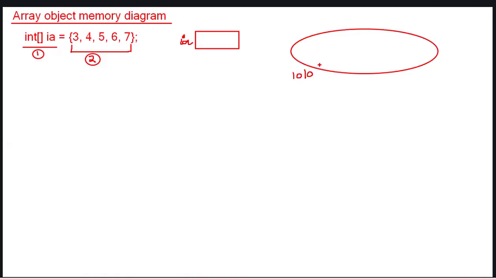Do you remember? I told you in every array object internally, one special variable is created called what? Length. The length variable contains the size of the array, the length of the array. What is that? 5. Number of values available: 5.